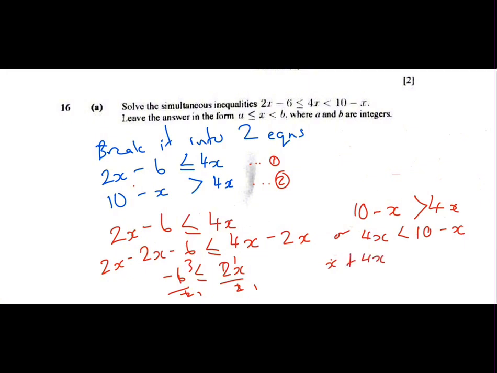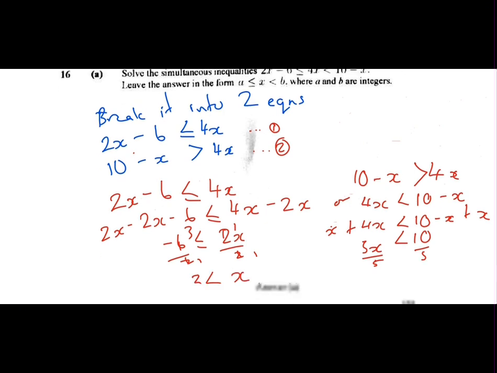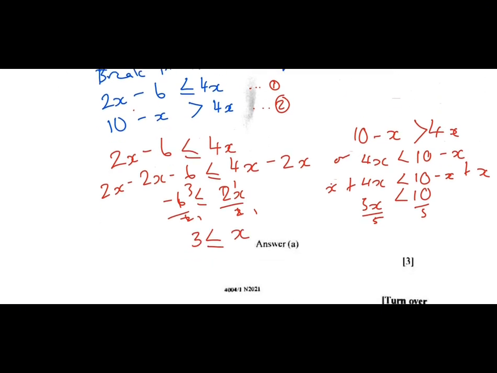So here, we're going to put x to the left and the number 10 to the right. x plus 4x is less than 10 minus x plus x. Then 5x is less than 10. We divide both sides by 5, and then we get x is less than 10 over 5. That gives us 2. So x is less than 2.